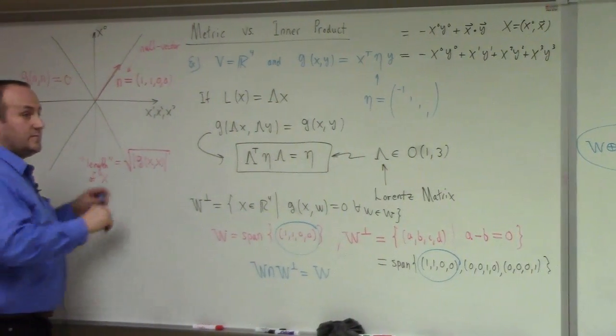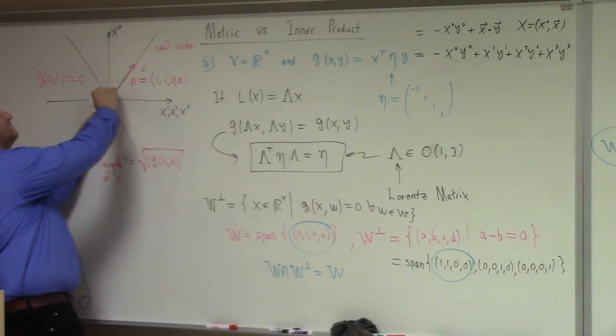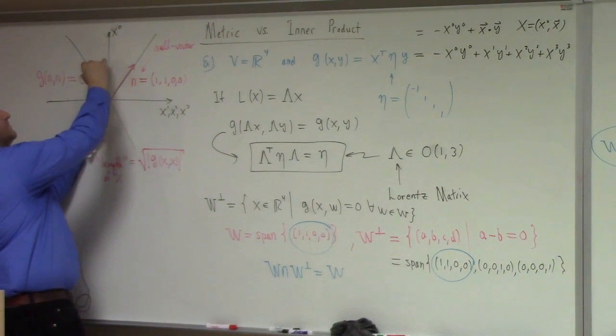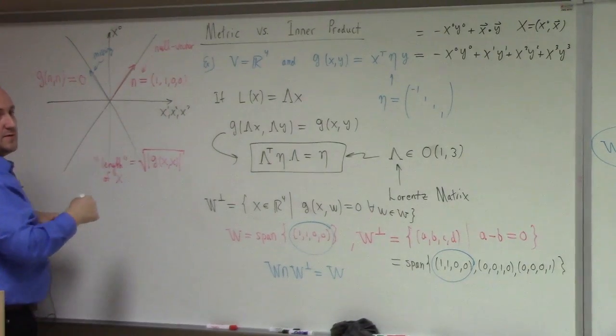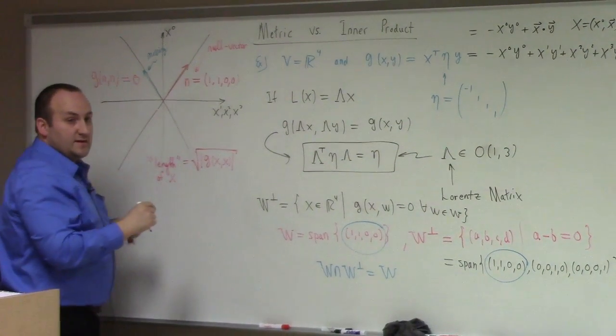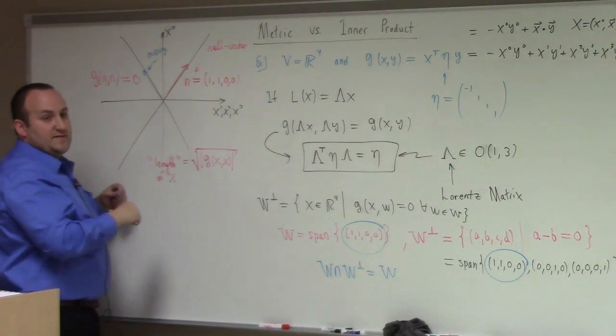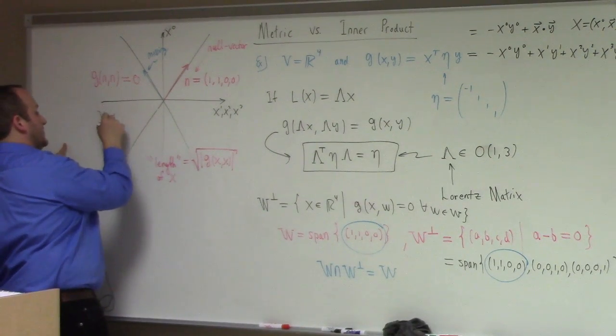I'll tell you what we're missing. We're missing this guy, this other null vector. The linearly independent null vector from this one is in fact missing from W plus W perp, for what it's worth.